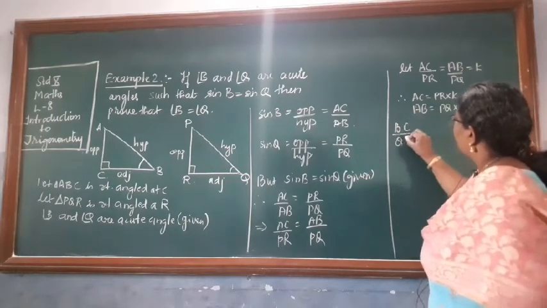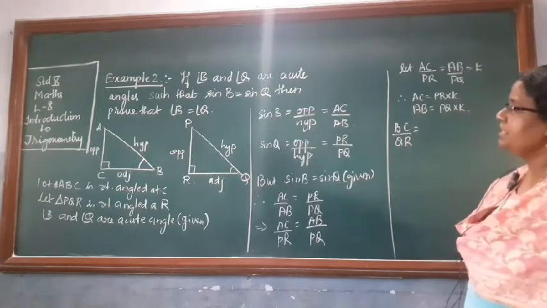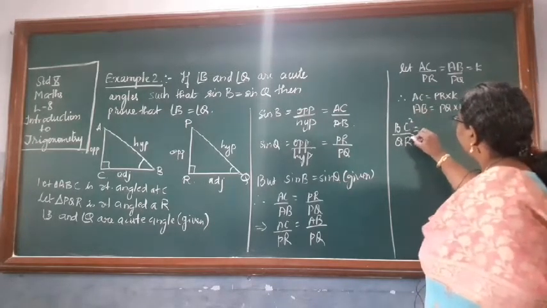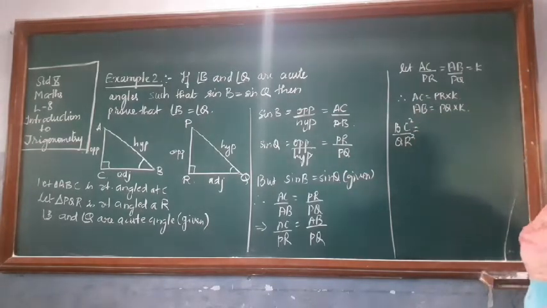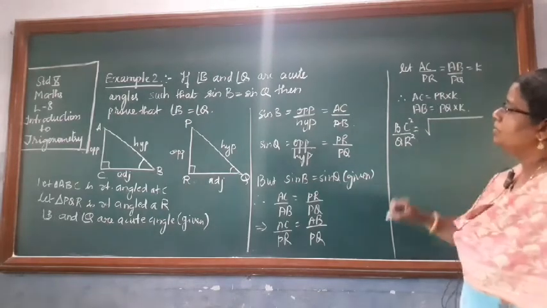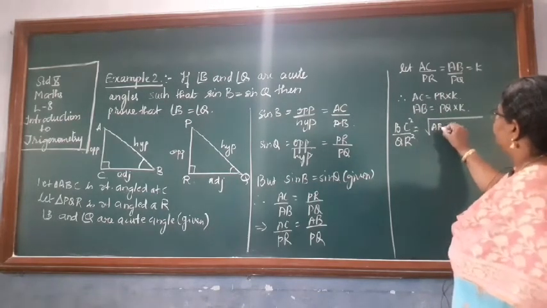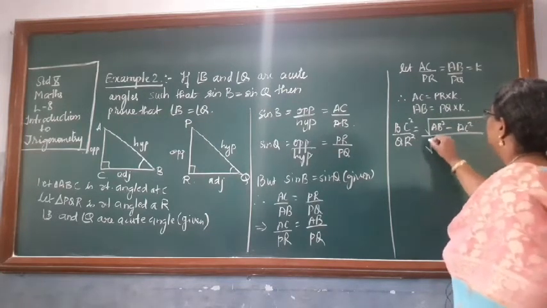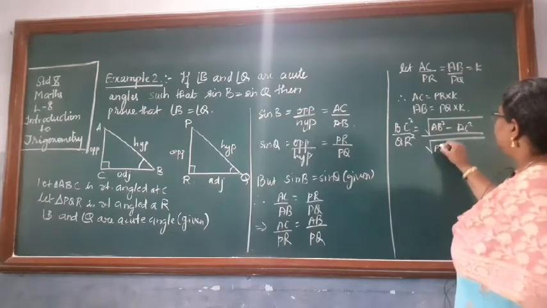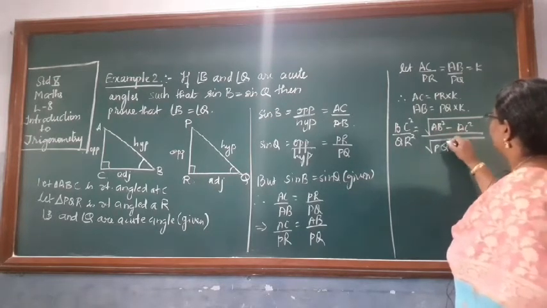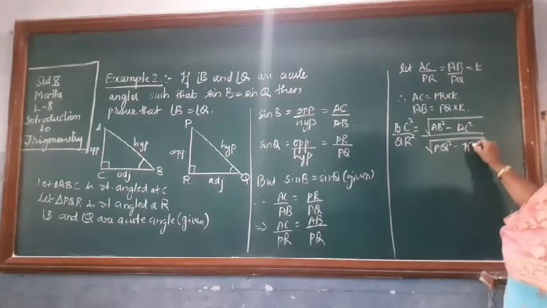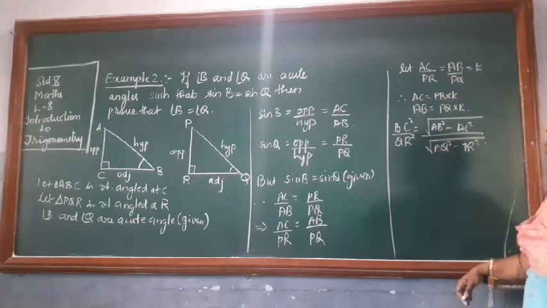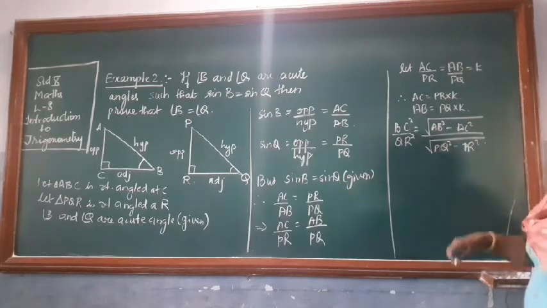Now BC by QR will be equal to what? If I take this ratio BC square by QR square, can we write it as AB square minus AC square upon QR square, which will be equal to what? PQ square minus PR square, isn't it? If we find the value of BC square and take its ratio like this, it is because we have to prove it equal to K.